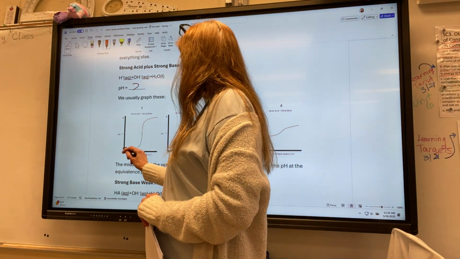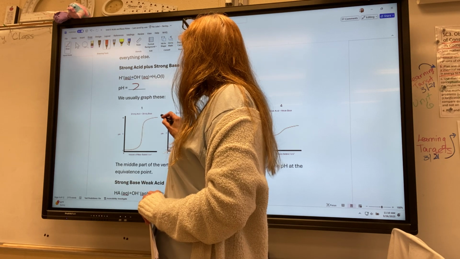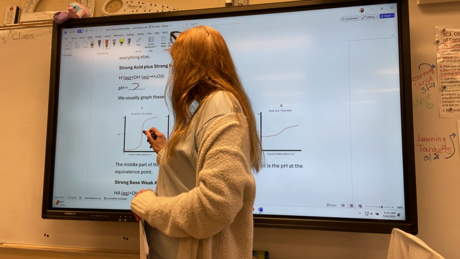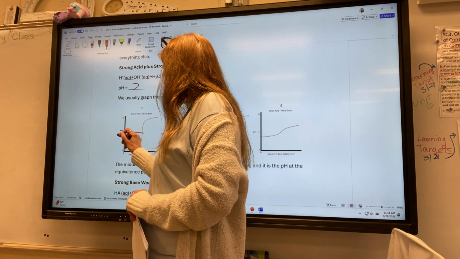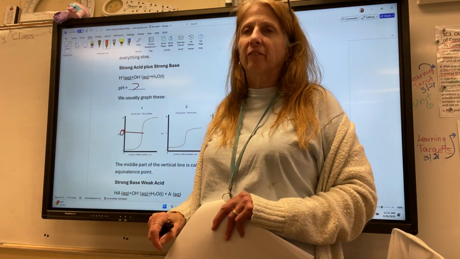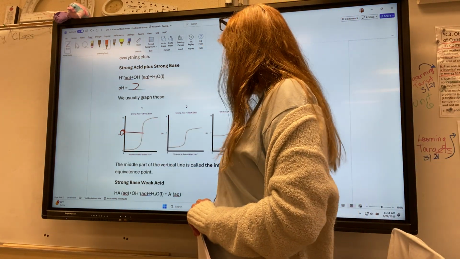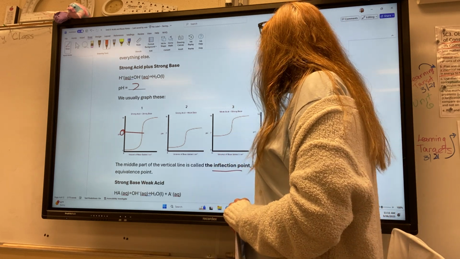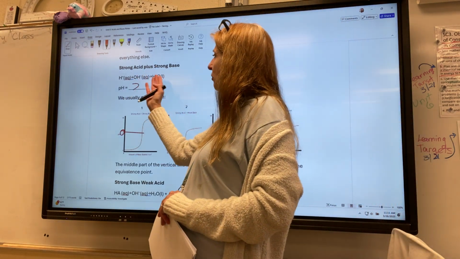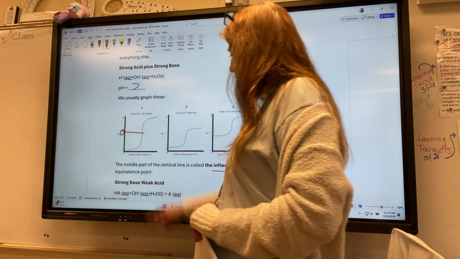You need to know that. You start off with a very low pH with your acid, then it shoots up, and then you get to a very high pH of your base. If you look halfway on the vertical stick and go over, it tells you the pH. You can see it's a little hard to read, but it's 7. So this middle part right here, the vertical line, is called the inflection point, and it's the pH at the equivalence point. So we know strong acid, strong base makes water, pH is 7. Halfway through the vertical stick, you can go over and see what the pH is.